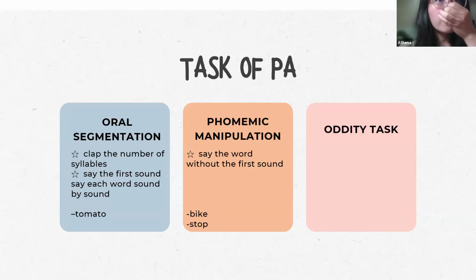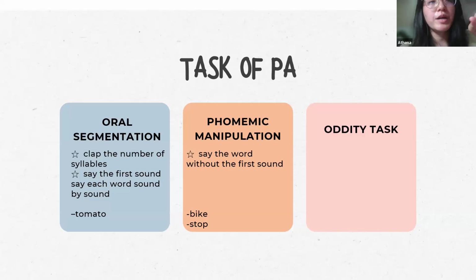And also phonemic manipulation. I say that would be the last stage for the students, after they have built up the sound concept, the phonological awareness concept, and the onset-rime concept. You have to help them to manipulate the sounds, for example, bike or stop. How to? I will give you 1 minute to think about that. If you are going to manipulate the sound, how to manipulate it?